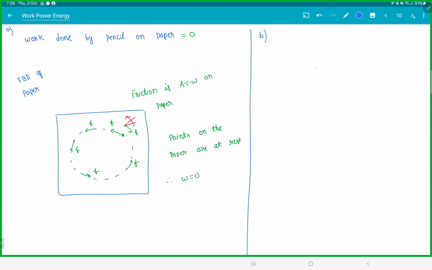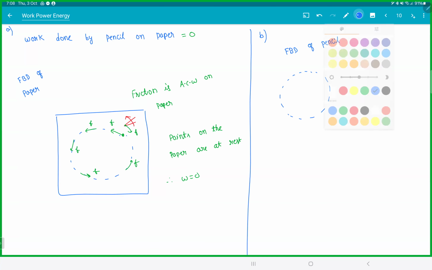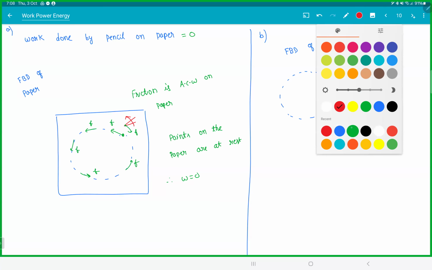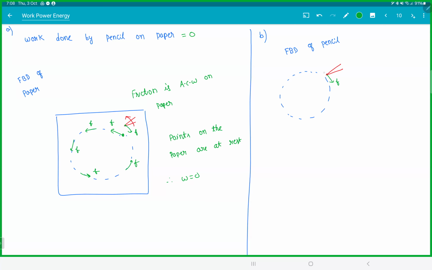Look at this carefully. So here your FBD is the pencil. When you take your pencil here, at the tip of the pencil, the friction will be this way. ds is the displacement of the tip of the pencil. Work done is force into displacement of point of application of force. The friction is acting on the tip of the pencil. Displacement of tip of the pencil.